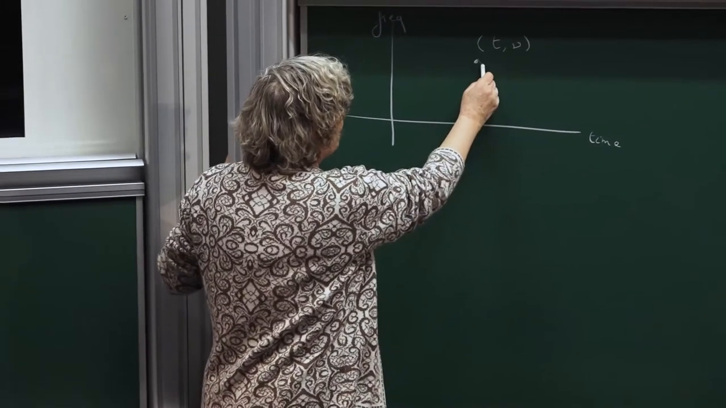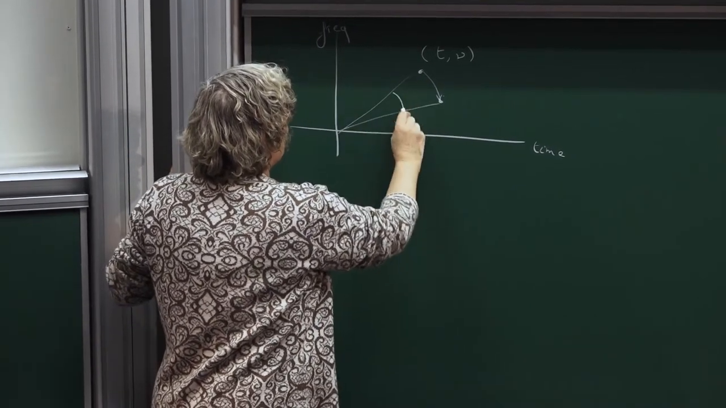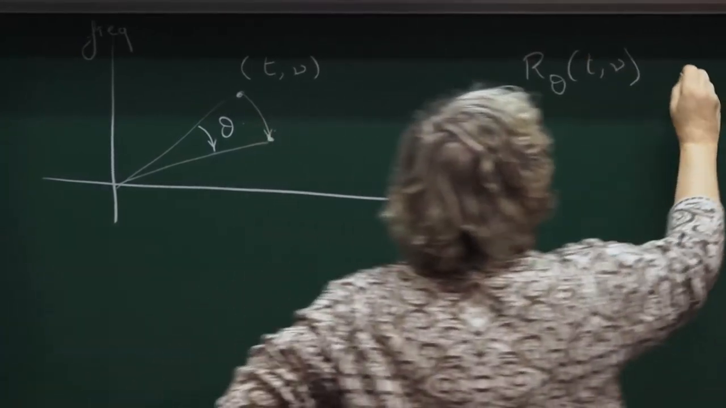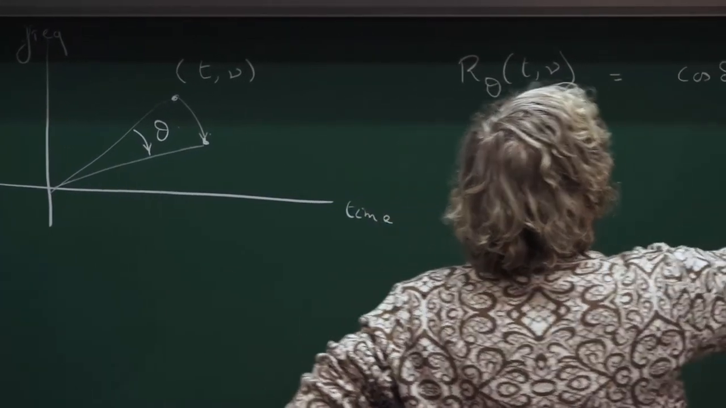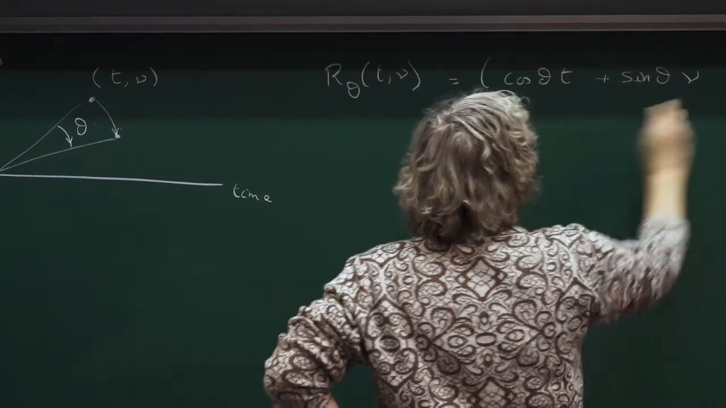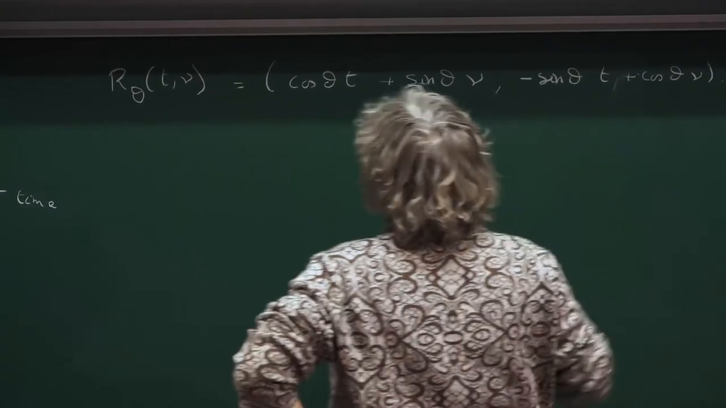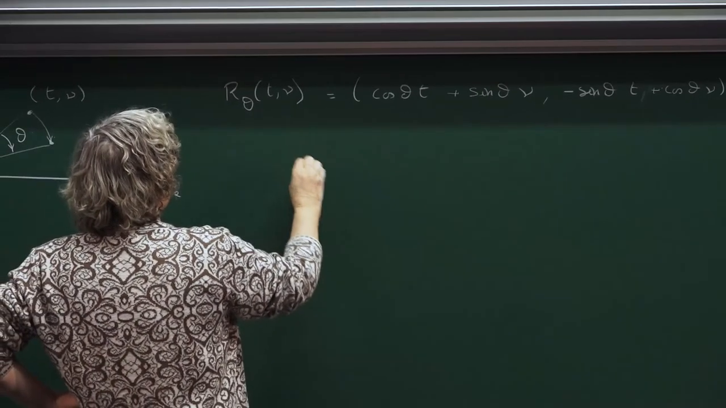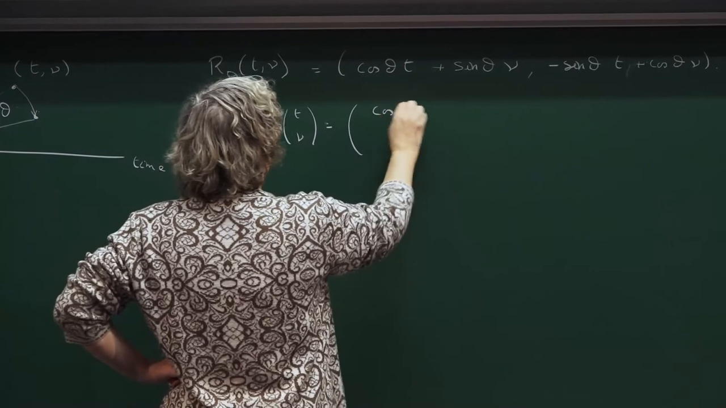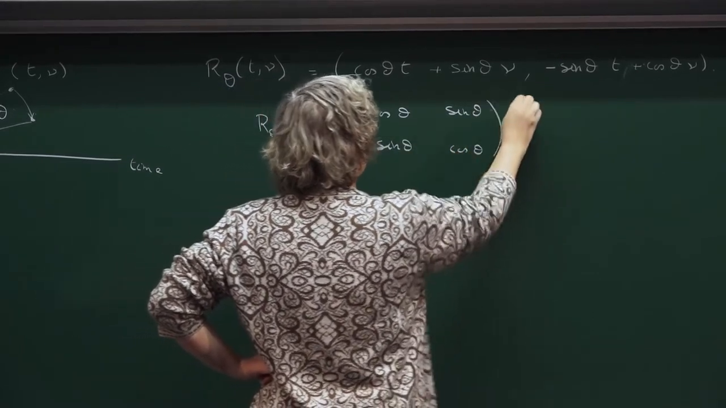And I'm going to be interested in rotating things in time-frequency space. So a rotation over angle theta, I'll define R theta of (t, nu) to be cosine theta t plus sine theta nu, minus sine theta t plus cosine theta nu. Or, if you think of it in terms of a column vector, then you have the standard matrix acting on (t, nu).